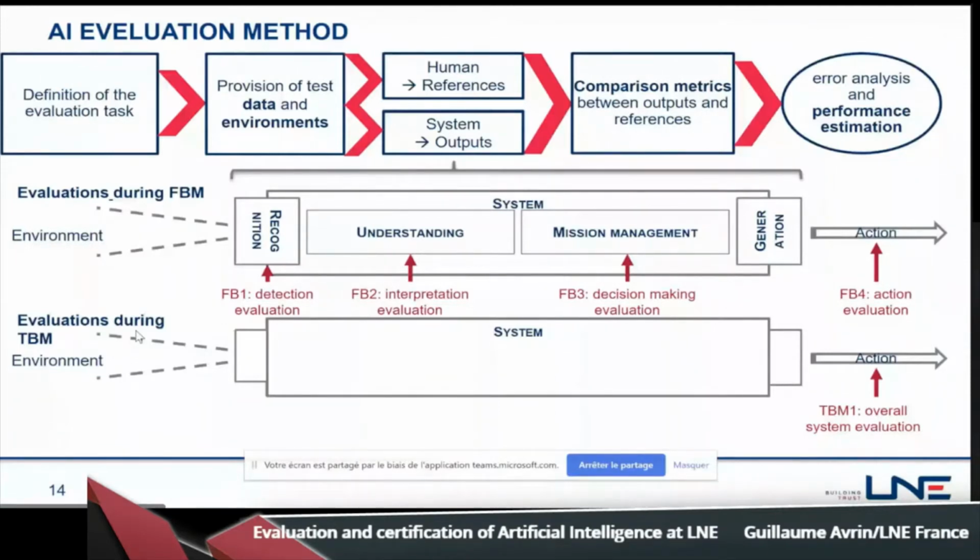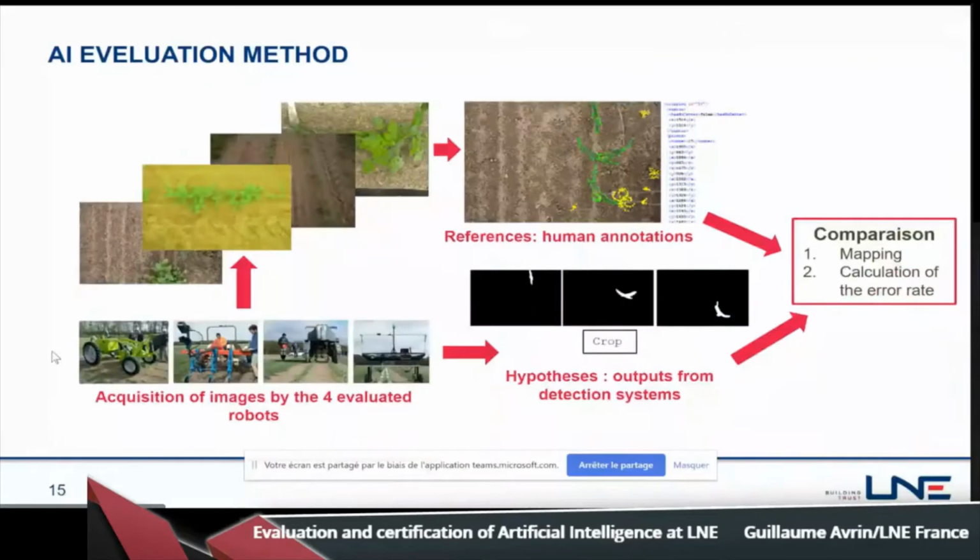So let's take a very simple example. We were evaluating the performances of agricultural robots. So basically, the first step was to collect pictures of crops and weeds, and to ask human experts to annotate the images, to say where the crops and the weeds are on each picture, and we were comparing this human annotation with the output of the AI systems, thanks to a comparison matrix, as I said before.